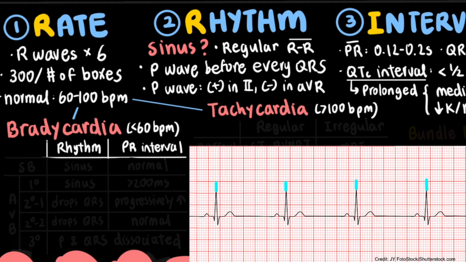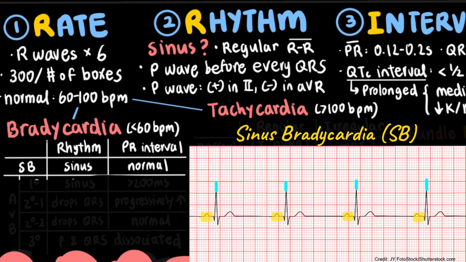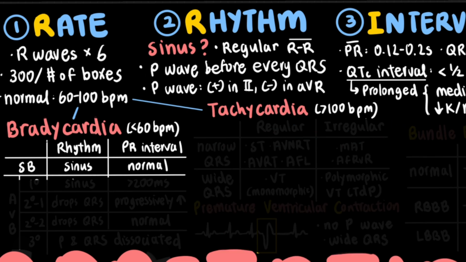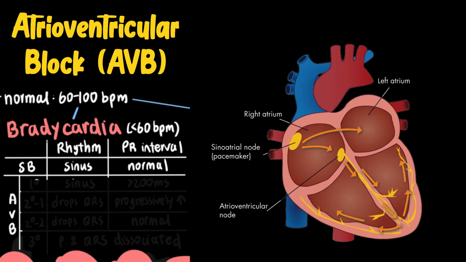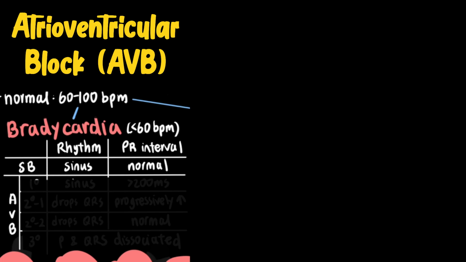If the rhythm is regular and the PR interval is normal, that's most likely sinus bradycardia. Other common causes of bradycardia involve the AV block, or atrioventricular block, which is a type of conduction abnormality where the electrical signal from the atria is delayed or completely blocked as it travels through the AV node to reach the ventricles. We classify AV blocks into 3 degrees.